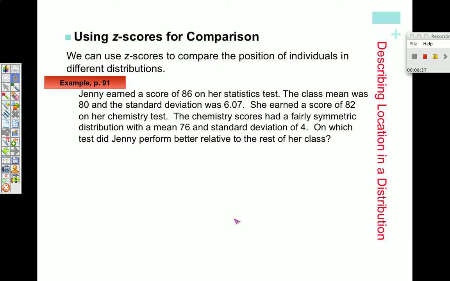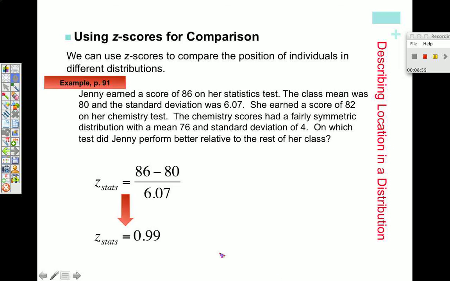Which test did Jenny perform better relative to the rest of her class? We can make this comparison not just by looking at, well, she got an 86, that's a higher score, that's better. We're talking in comparison to her classmates. So we're comparing to the mean using the standard deviation. So here's her z-score for her statistics test, 0.99. Pause the video quick, calculate what the z-score would be for her chem test.